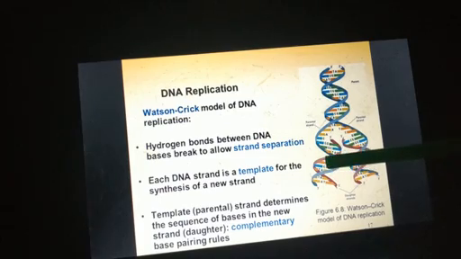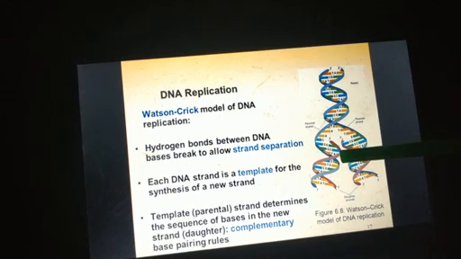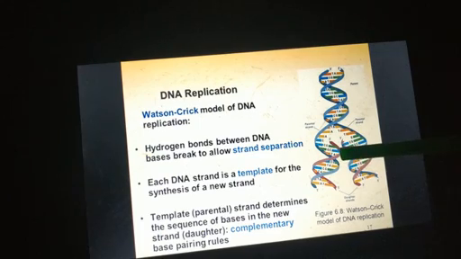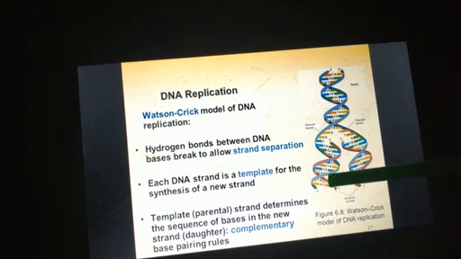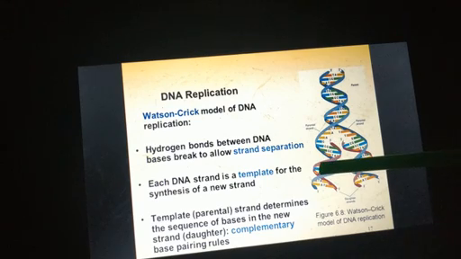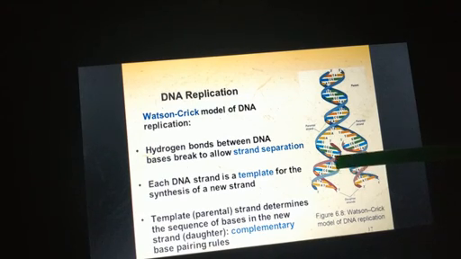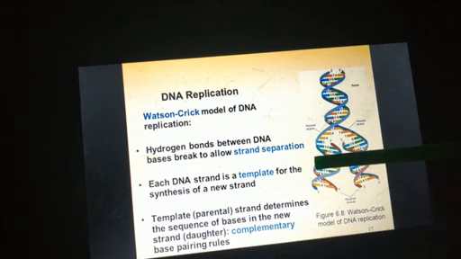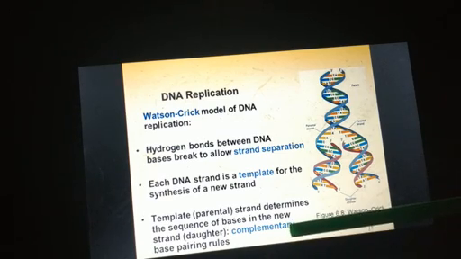Then if I have T in the parental strand, the complementary base in the daughter strand will be A. For T, I will have A. Then likewise, if G is present in the parental strand, then for G I will get C in the daughter strand. And if A is present in the parental strand, for A the complementary will be T in the daughter strand. So likewise it will form the nitrogenous bases and we will get complementary base pairs.